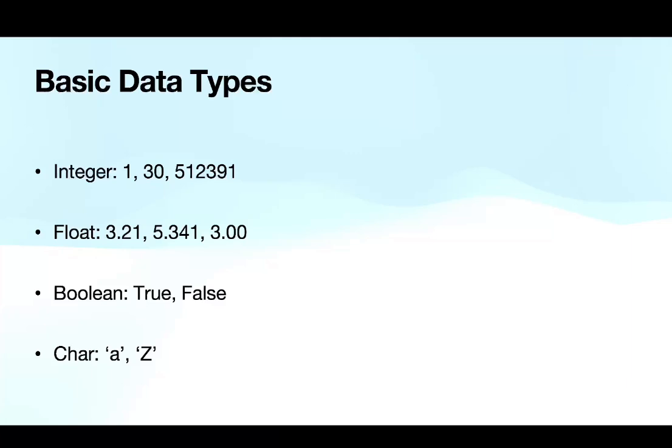So we know that we have some basic data types like integer, which are whole numbers, floats, which have decimals, or boolean, which is true or false, and characters, which is basically a letter. However, sometimes we need to store multiple of these basic data types. So we have many data structures to store them in.